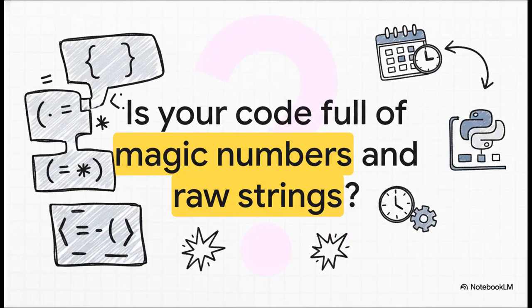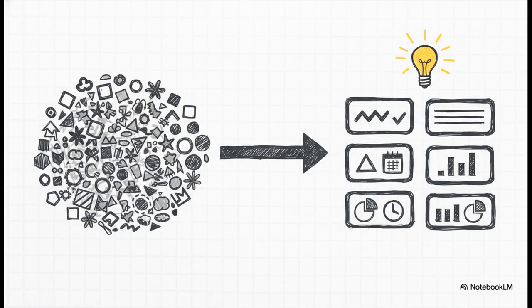So be honest for a second. Take a look at some of your recent code. Do you have lines in there like if status equals 2, or dates that are just typed out as plain old strings? Hey, if you do, you're definitely not alone. But there is a much cleaner, smarter, and more Pythonic way to handle that stuff. And really, that's our whole mission here today.